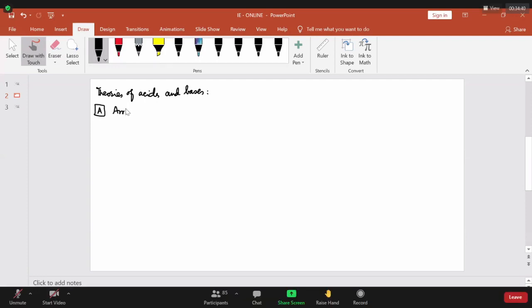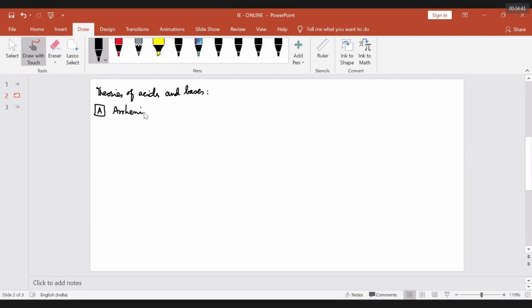Arrhenius theory of acids and bases. What our teacher told you, she said, a substance AH, say for example, when added into water, if it releases H plus ion, then it is called as Arrhenius acid. That means Arrhenius acid is a substance which, when added in water, gives you H plus ion. It is called Arrhenius acid.